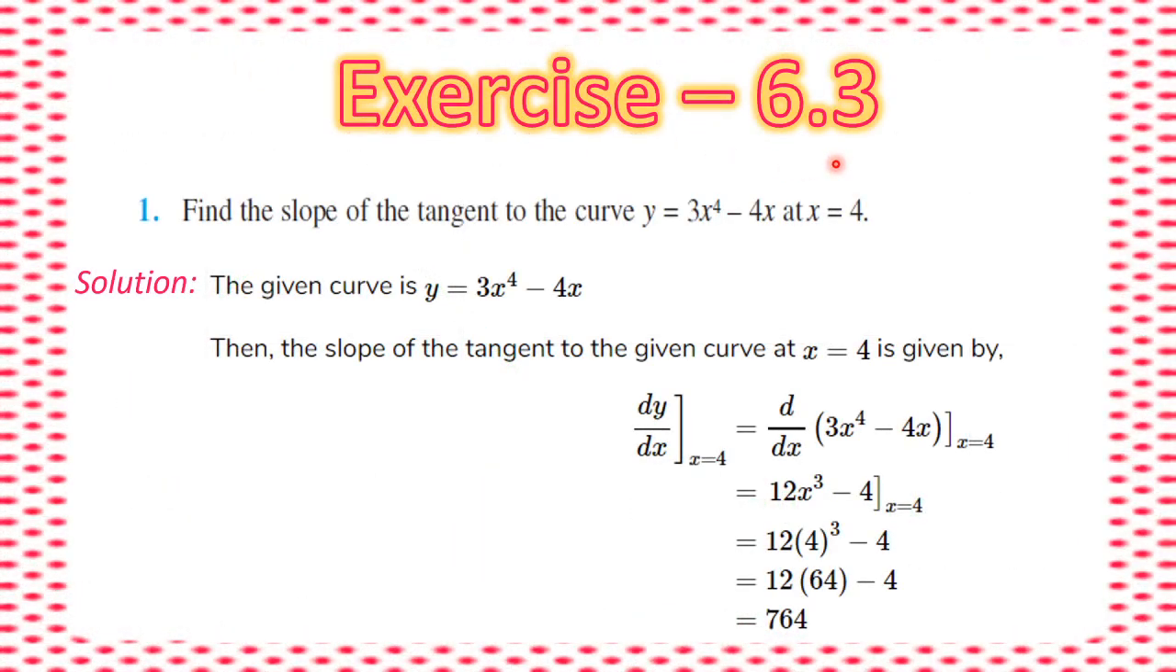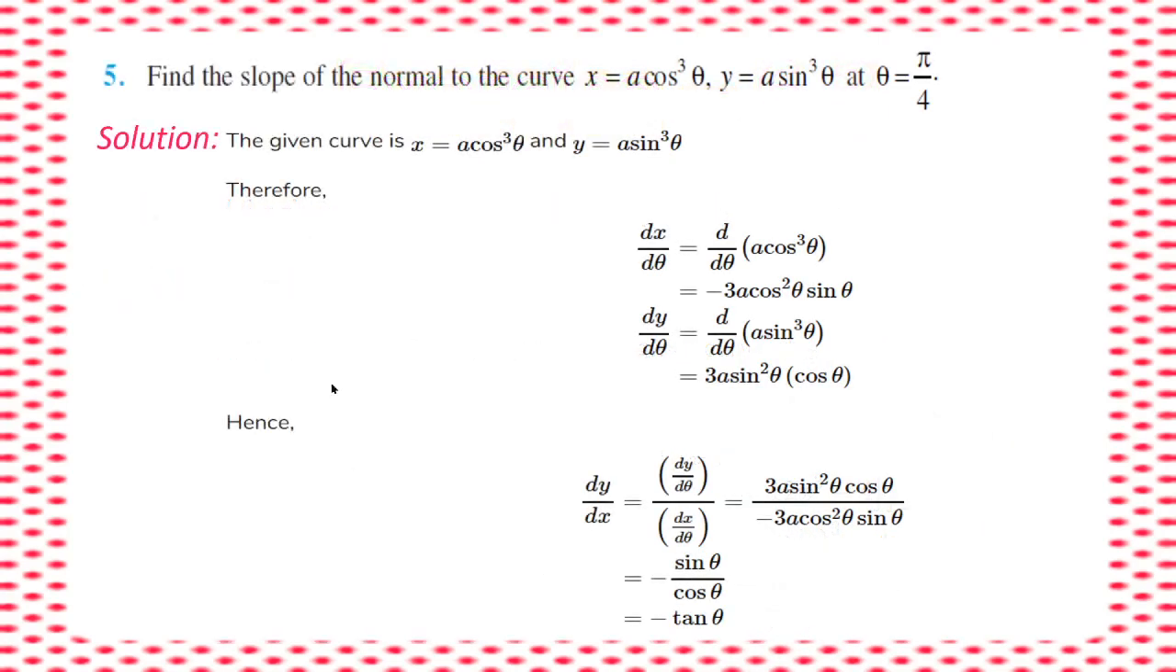Now let's discuss a few questions of exercise 6.3. Find the slope of the tangent to the curve y equal to 3x power 4 minus 4x at x equal to 4. First of all, find the derivative dy by dx. So dy by dx will be 12x cube minus 4, but we have to find this derivative at x equal to 4. So replace x with 4 and get the answer.